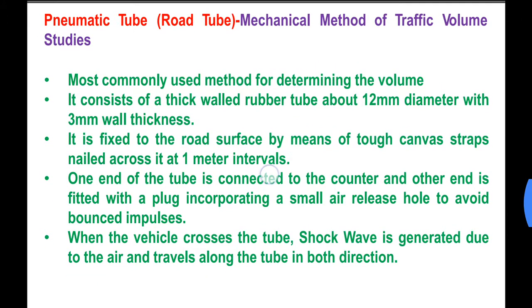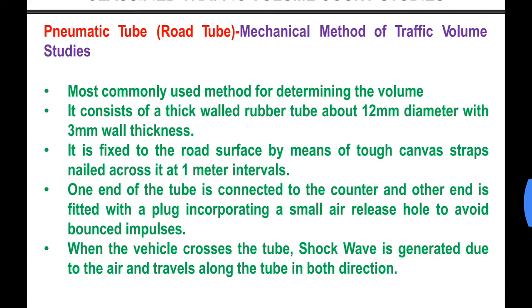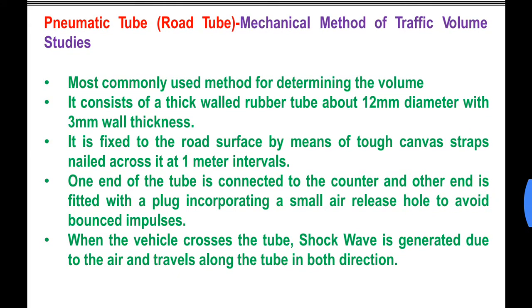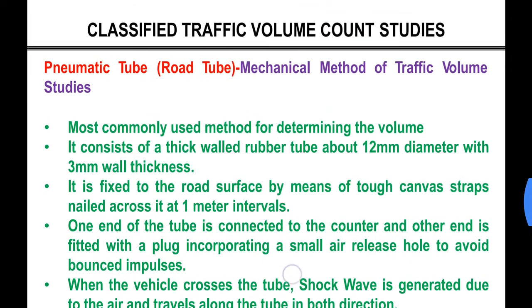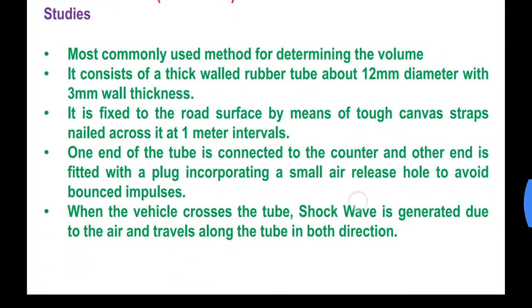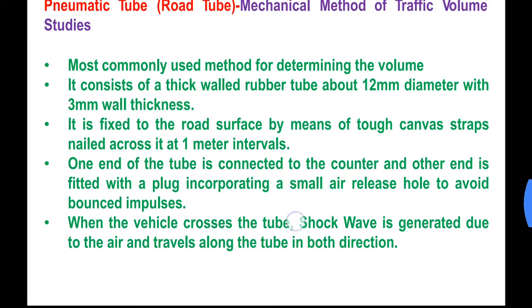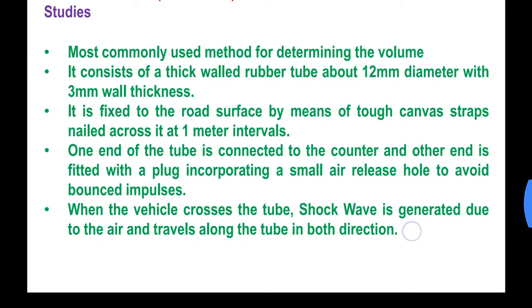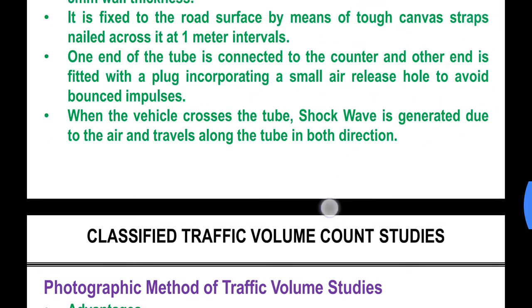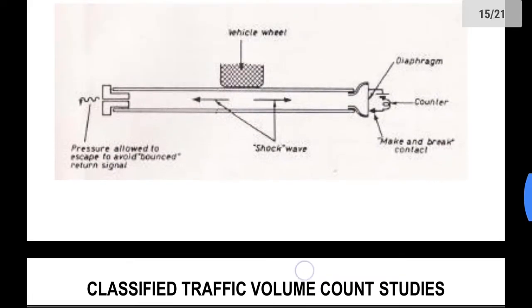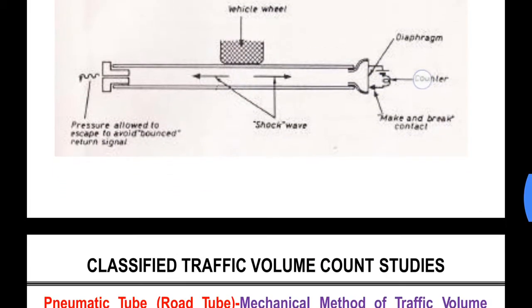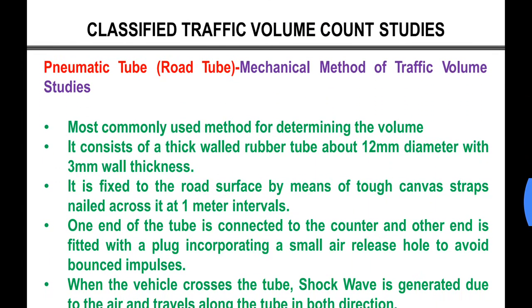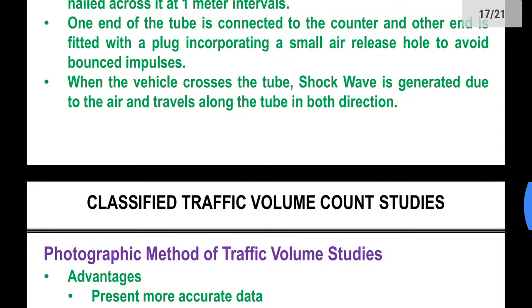One end of the tube is connected to the counter and the other end is fitted with a plug incorporating a small air release hole to avoid bounced impulses. When the vehicle crosses the tube, a shock wave is generated due to the air and travels along the tube in both the directions. When the shock wave hits the counter, a single vehicle is counted. So this is the basic mechanism used.